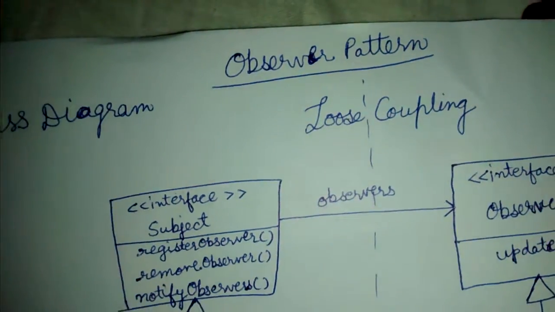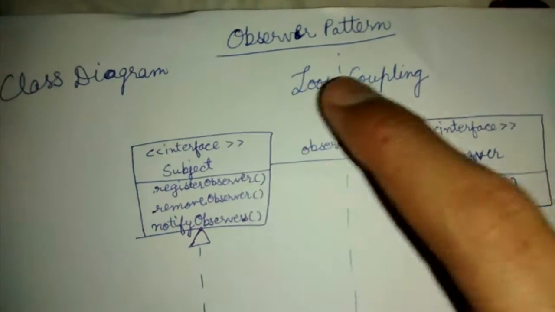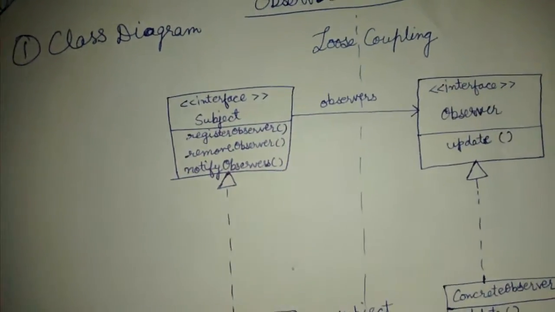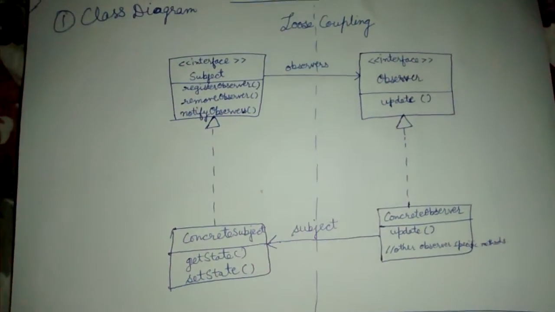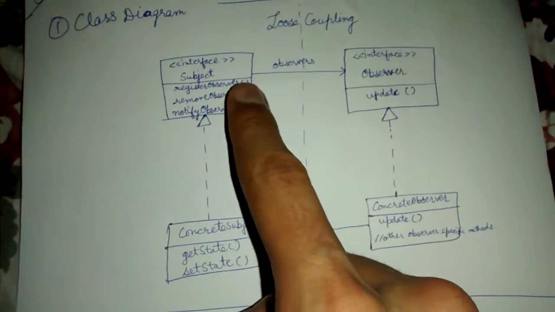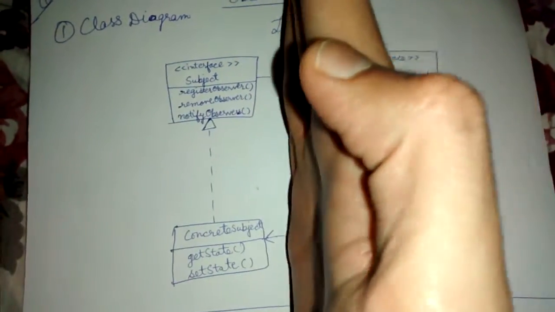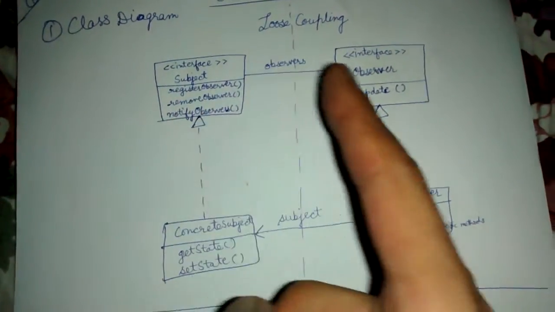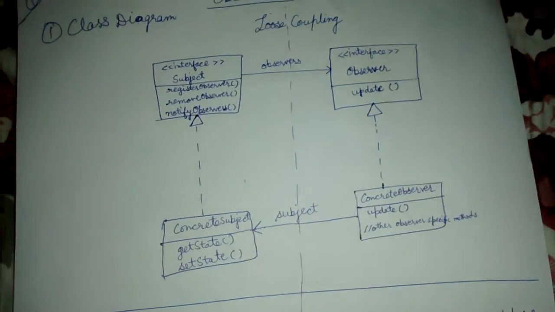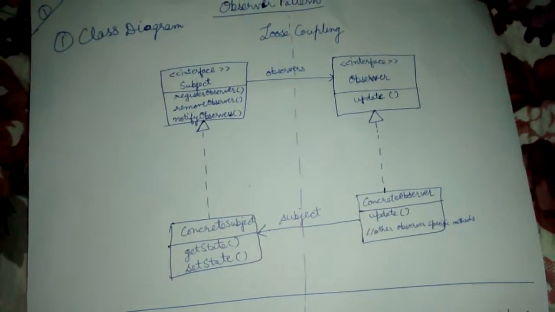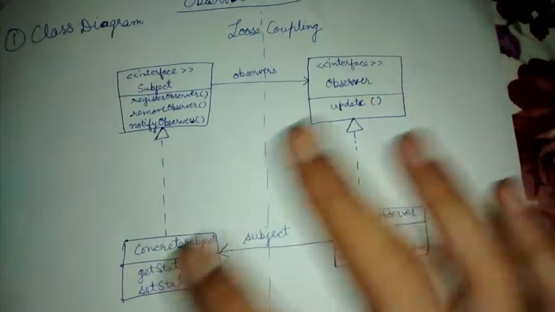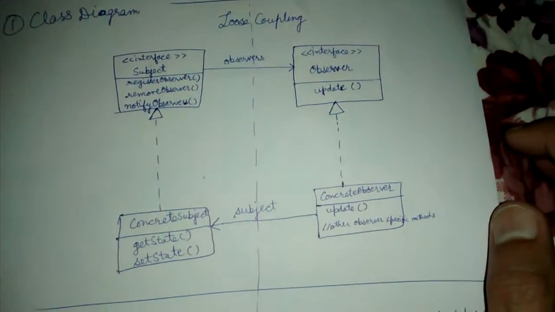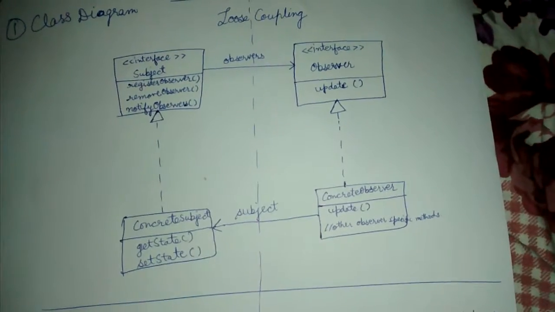So today we'll be looking at the observer design pattern. So here is the class diagram of our observer design pattern. This class diagram promotes loose coupling because the subject is tied to observer. Both of them are interfaces. Okay. So let's understand what all these terms mean.